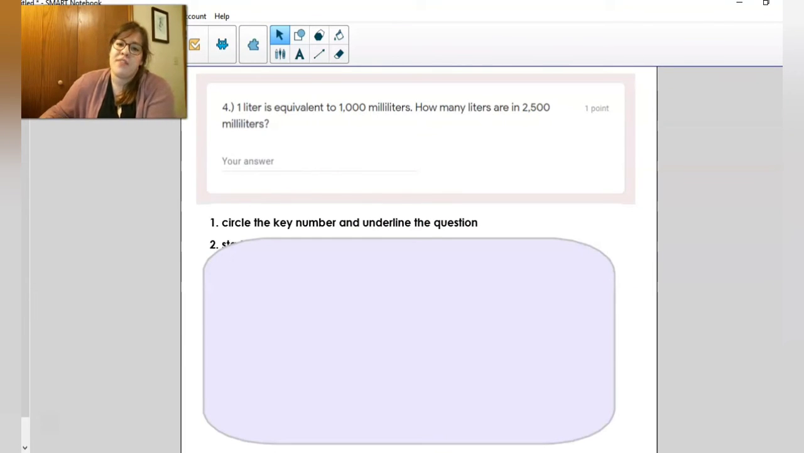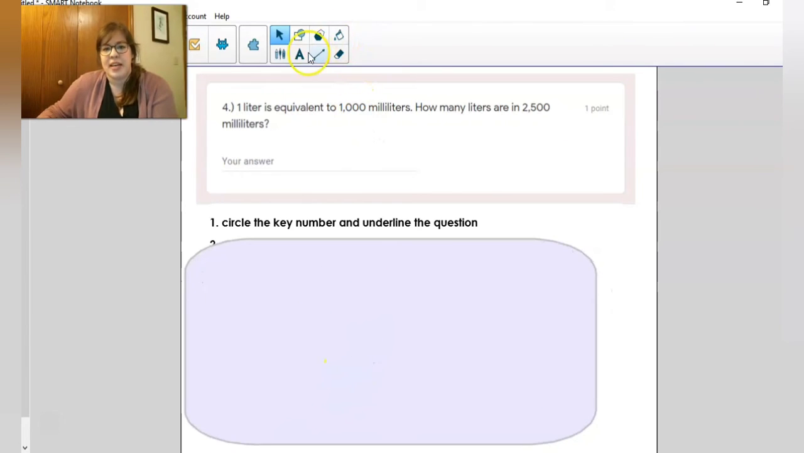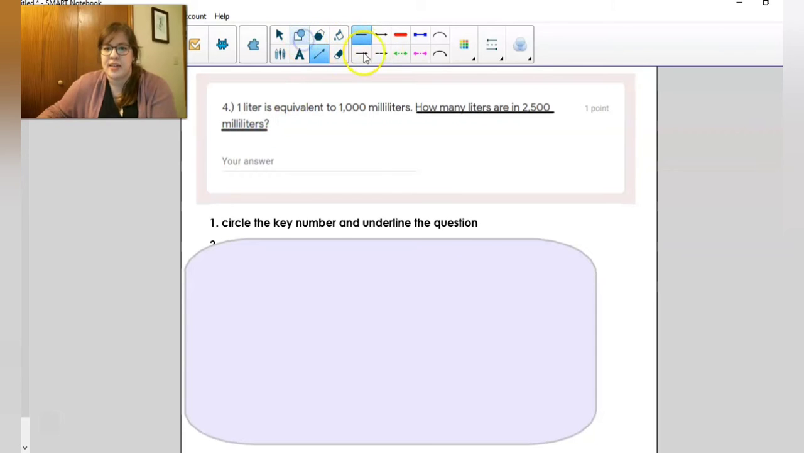Okay, so now we have number 4. 1 liter is equivalent to 1,000 milliliters. How many liters are in 2,500 milliliters? So we're going to start by circling and underlining the question. I'm going to underline how many liters are in 2,500 milliliters because that is the key. That is what we're being asked to do.